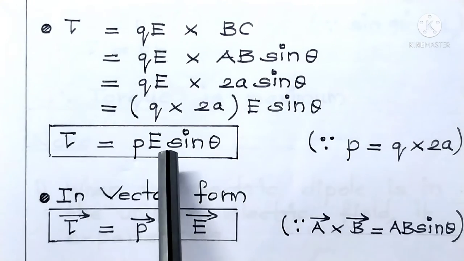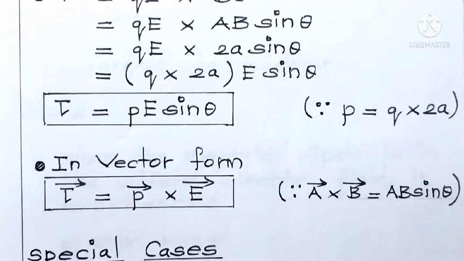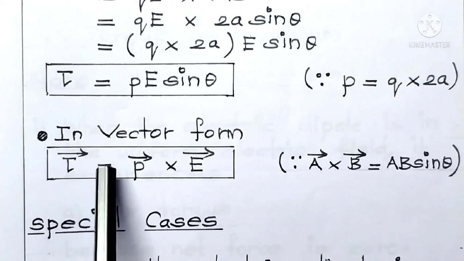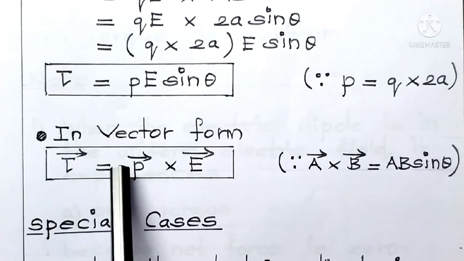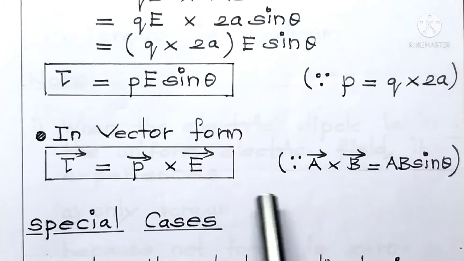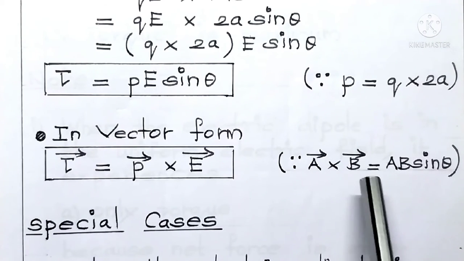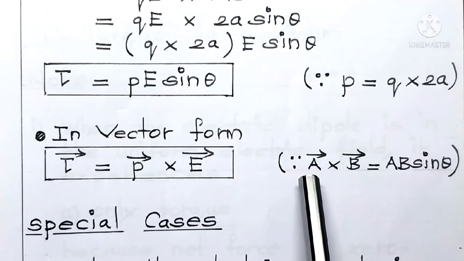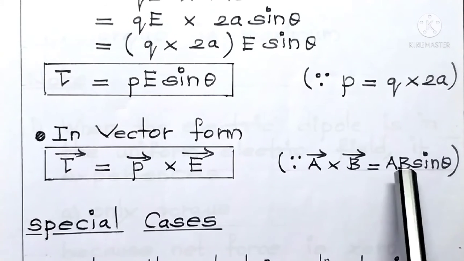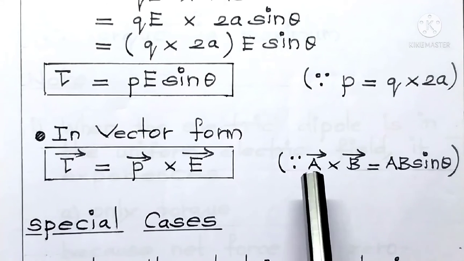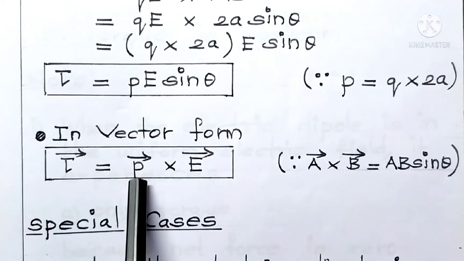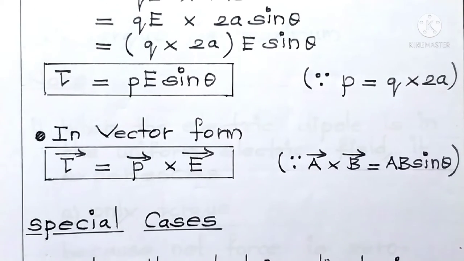The dipole moment. So in vector form, we can write it in this way. Tau vector is equal to small p vector cross capital E vector. How do we get this? Because in mathematics you might have studied A vector cross B vector is equal to AB sin theta. So AB sin theta is nothing but A vector cross B vector. Similarly, pE sin theta is nothing but p vector cross E vector.